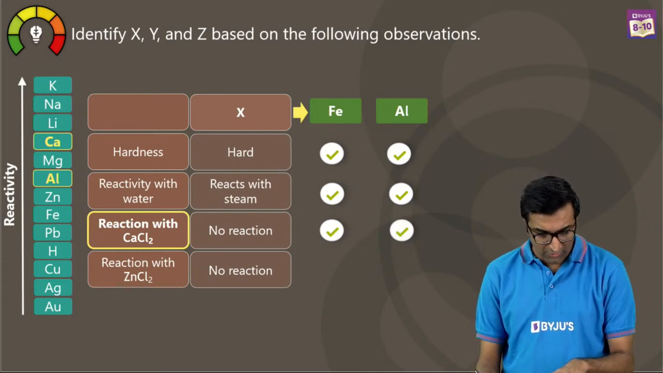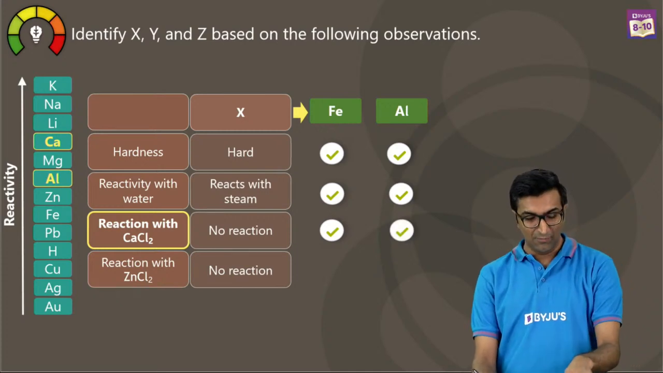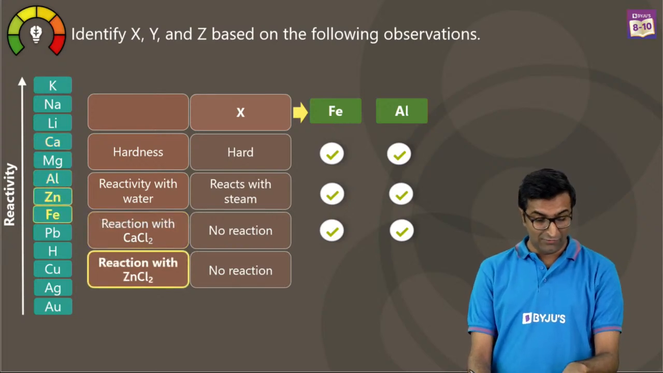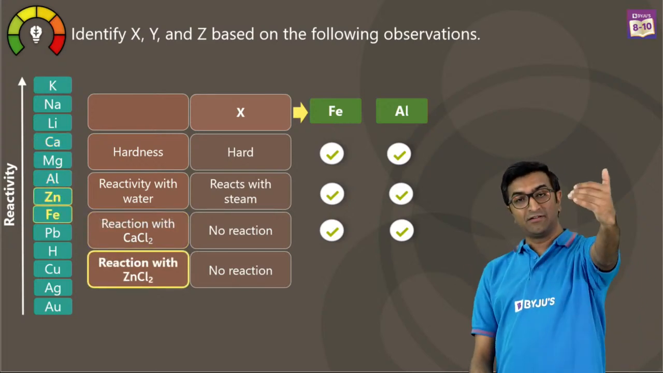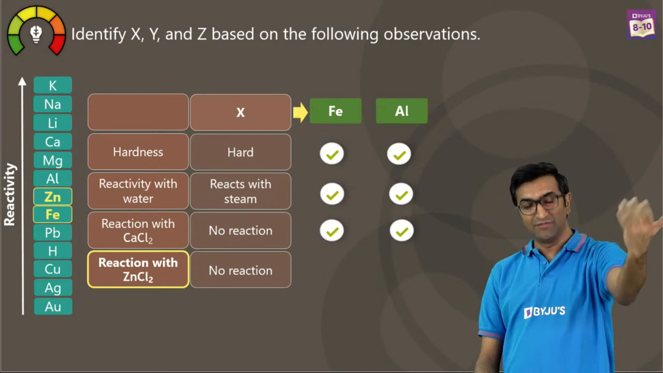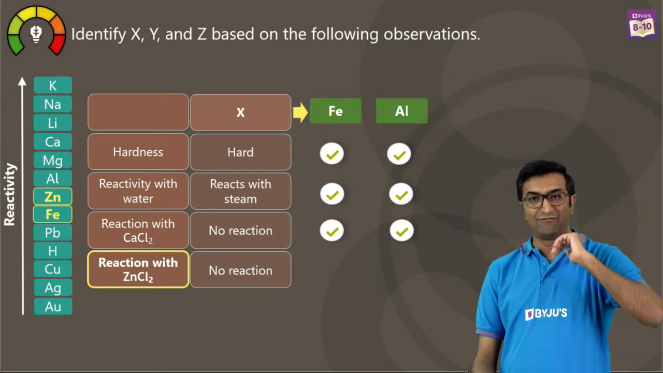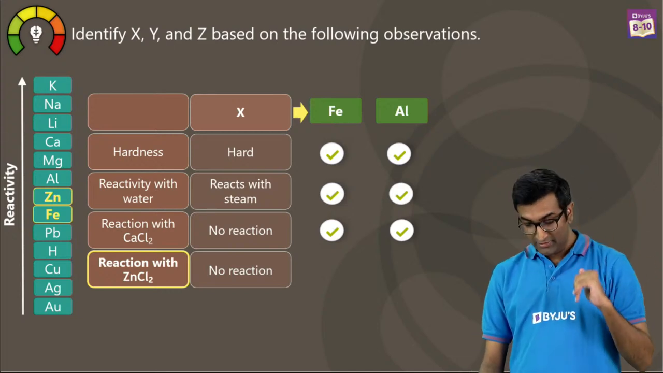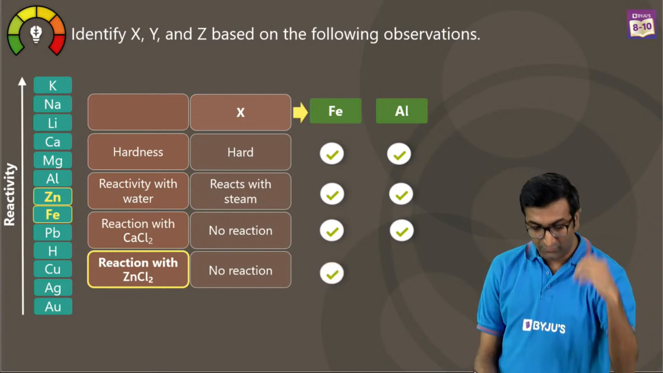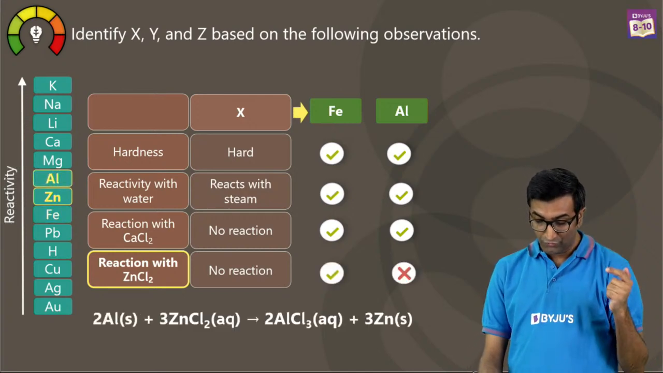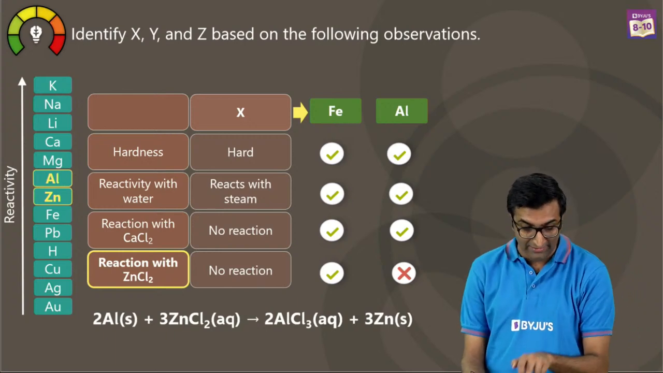Cool. No reaction. What about ZnCl2? I think this is going to be the litmus test, right? One of them reacts, one of them does not. If the given element is above zinc, it will displace it from its solution, which is zinc chloride. If it is below it, it will not. Since iron is below it, there's going to be no reaction. But aluminium is above it, so a reaction will happen. So aluminium is not the answer and iron is the answer here.